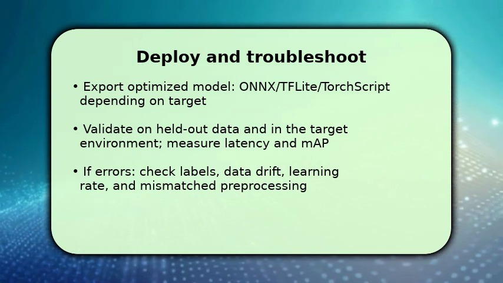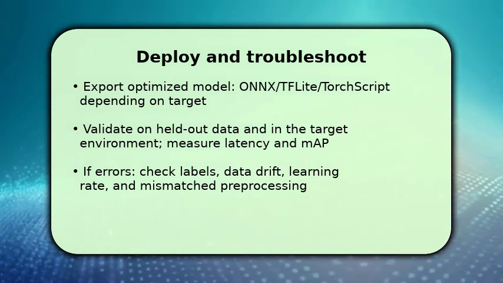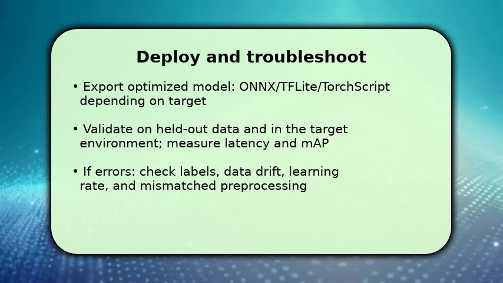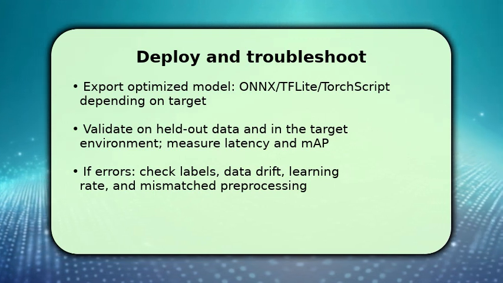If things go wrong, first check for label errors or inconsistent preprocessing between training and inference. Then review learning rate and class imbalance. Fixing those usually resolves poor performance quickly.